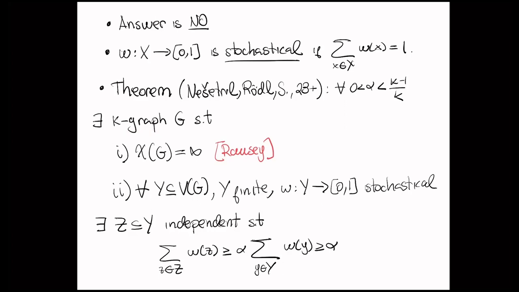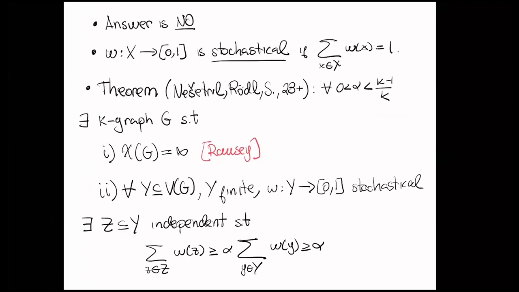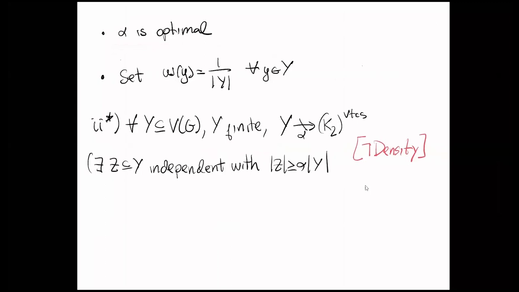So that means that whenever you give me Y finite and you give me a weight function for Y, I can find an independent set that has at least this weight alpha, right? So it's a little bit stronger because you don't need to give the same weight for every element. You can give different weights, but no matter how you give the weights, I can find an independent set that is at least alpha, okay? And the alpha is optimal in the sense, I will go back, that I claim that it's at most k minus 1 over k, and it's optimal, but I won't talk a lot about that. And exactly like I said, if I take the weights to be exactly 1 over Y, every vertex has the same weight, right? You can translate the statement to the fact that there exists an independent set of size at least alpha Y.